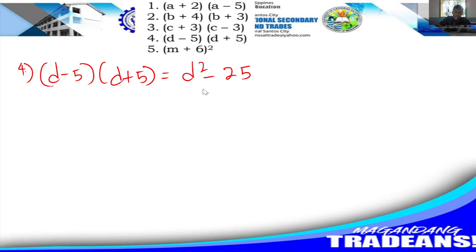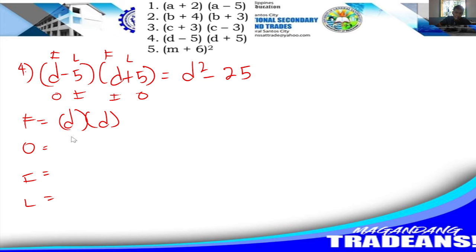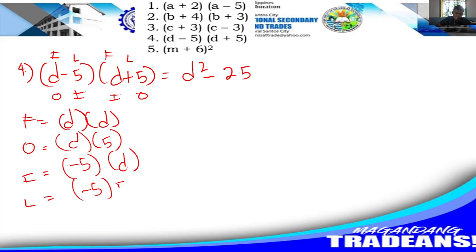Okay, that is the answer. So, let's have FOIL method. So, we have F, L, F, L, O, I, and O. So, first, outer, inner, and last. So, first is B times B. Outer is B times 5. Inner is negative 5 times B. And the last is negative 5 then times 5.